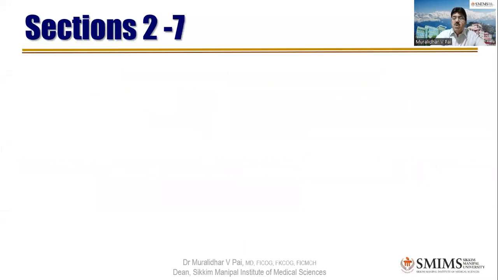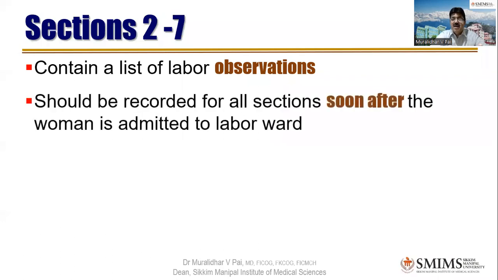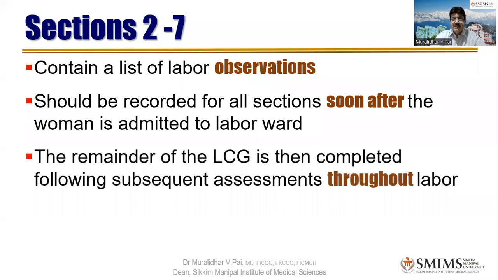Let's go to other sections, but I'll give you a general idea of what is coming up in section 2 to section 7, and how to fill that up. This contains a list of labor observations, different observations we are going to make in section 2 to section 7, and they should be recorded for all sections soon after the woman is admitted to the labor room. That means once she's admitted, depending upon whether she's 5 centimeters or not, we have to start entering into these sections. The remainder of the LCG is then completed following subsequent assessment throughout the labor.